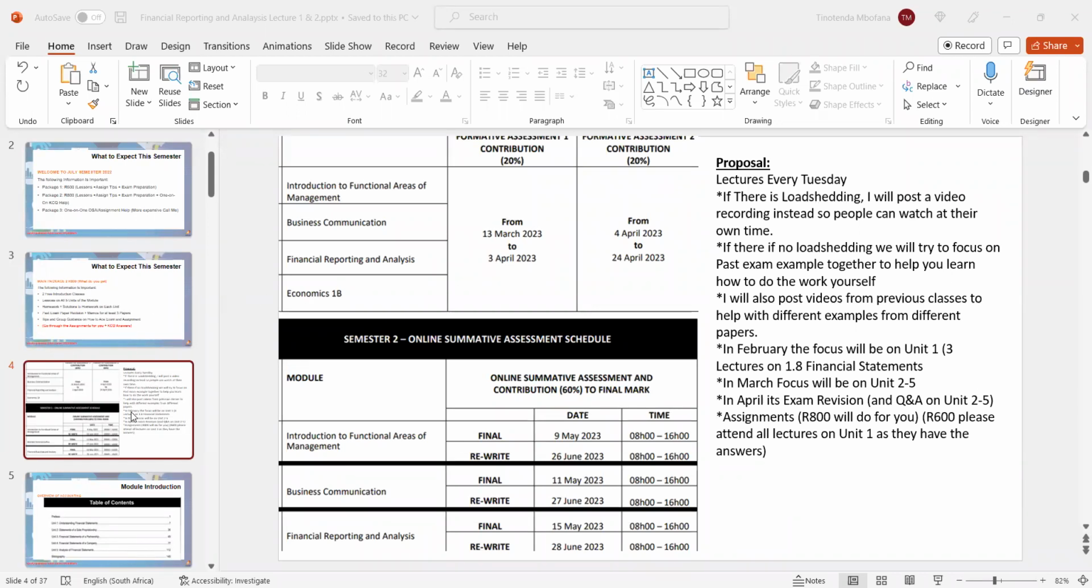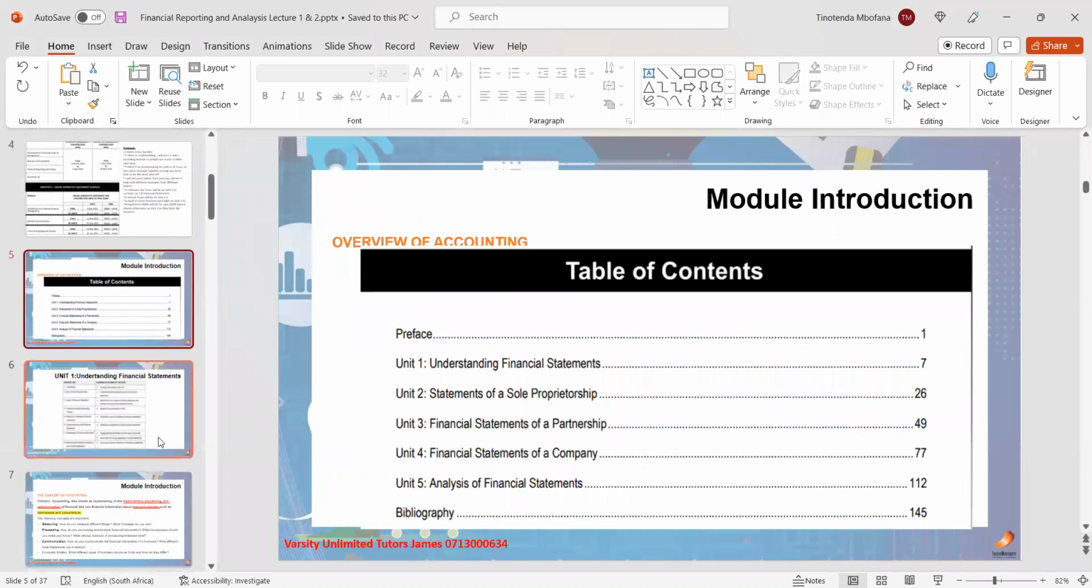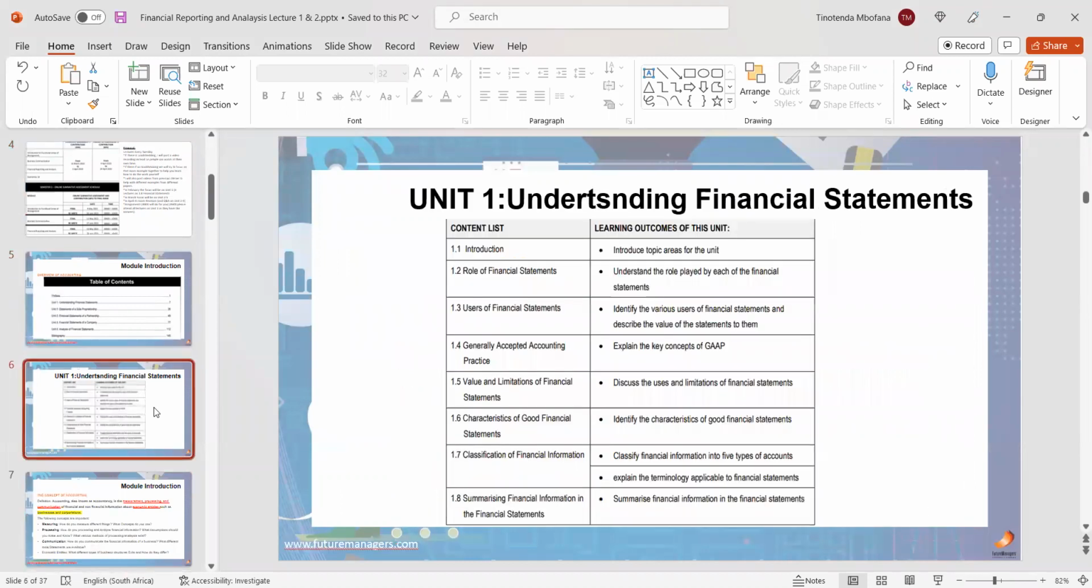All right, so let's see. Okay, so I think you've already seen this. These are the units that you need to do, right? So understanding financial statements, this is unit number 1. This is where we're going to start. So today and on Tuesday, and I think maybe next Saturday, this is where we will be focusing our energy. We'll be doing from 1.1 up to 1.7.